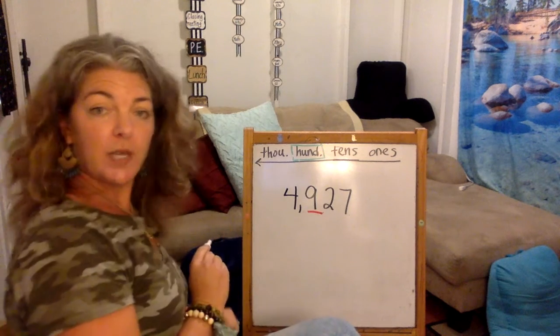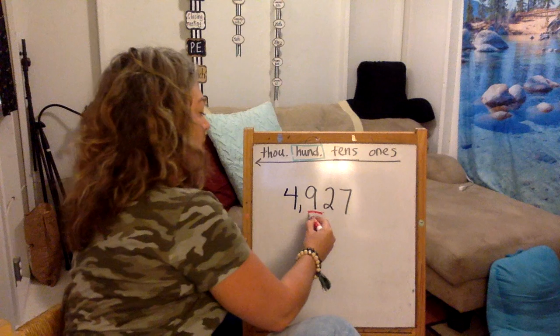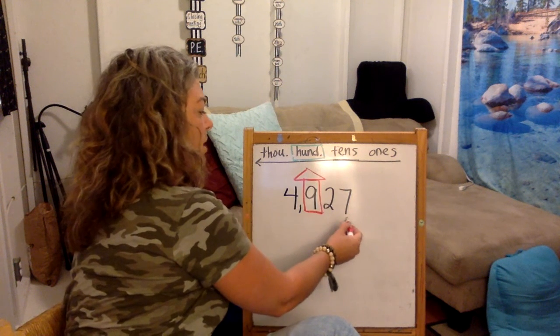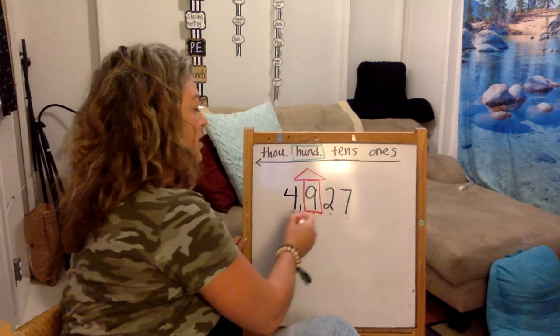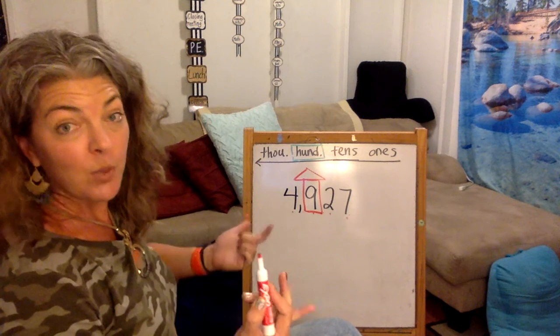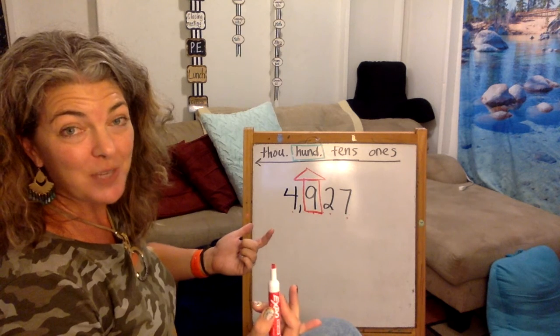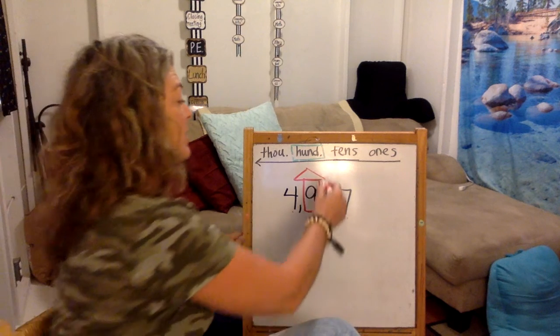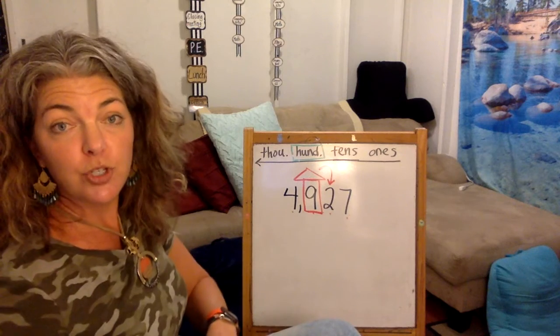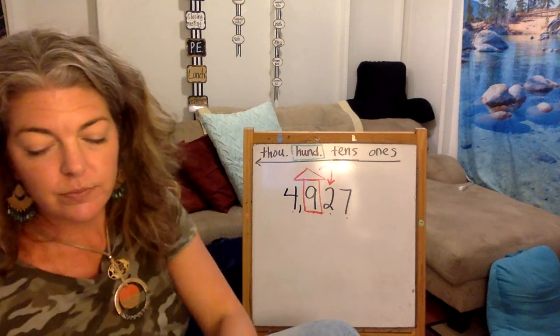Underline your hundreds place. Put it in a house. Ones, tens, hundreds, thousands. Okay, we've got the right one. What are we going to do with that hundreds place? We have to go check in with the neighbor. The neighbor is a number 2. Let's look on our chart.